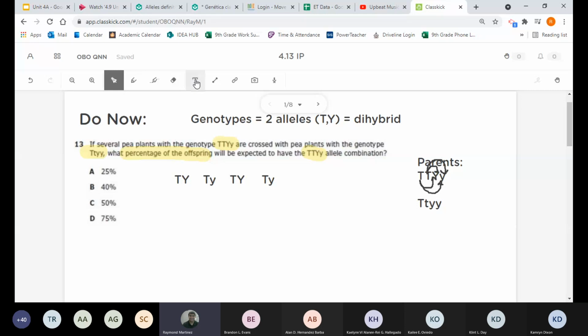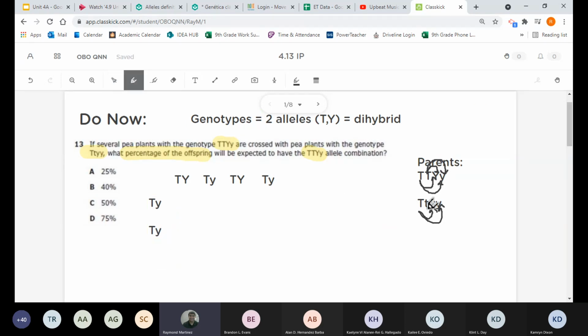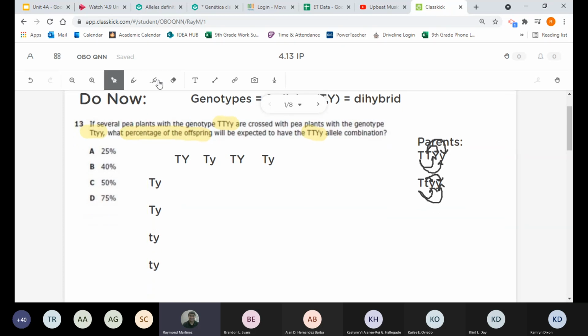Now you got to do the same thing for the other side. You've got big T, little y, big T, little y. Then you got your second one, little t, little y, little t, little y. And there you go. Now you have your cross set up.